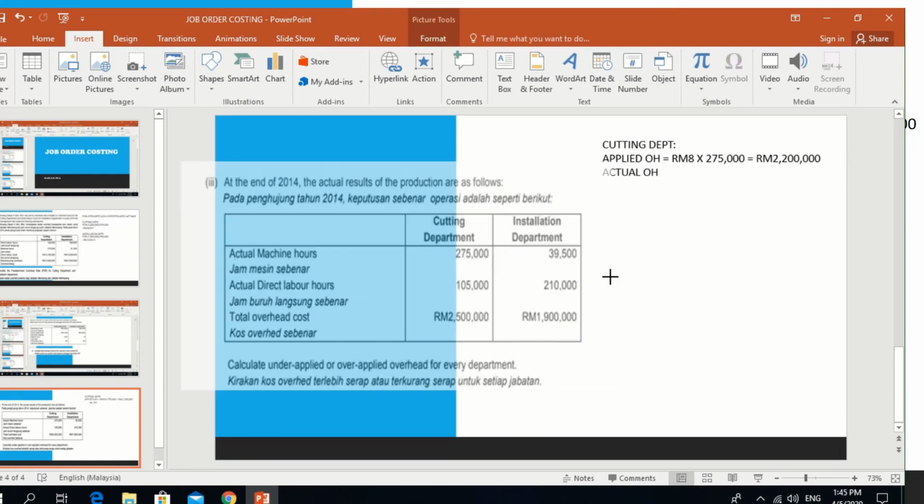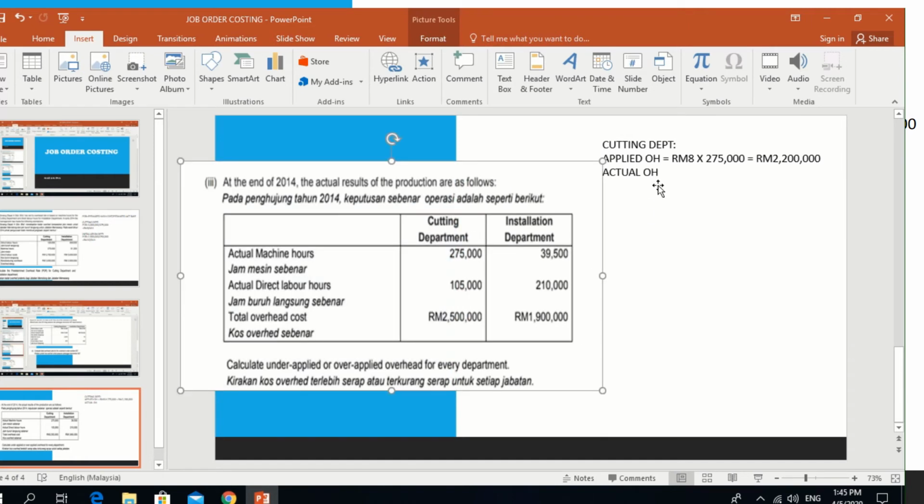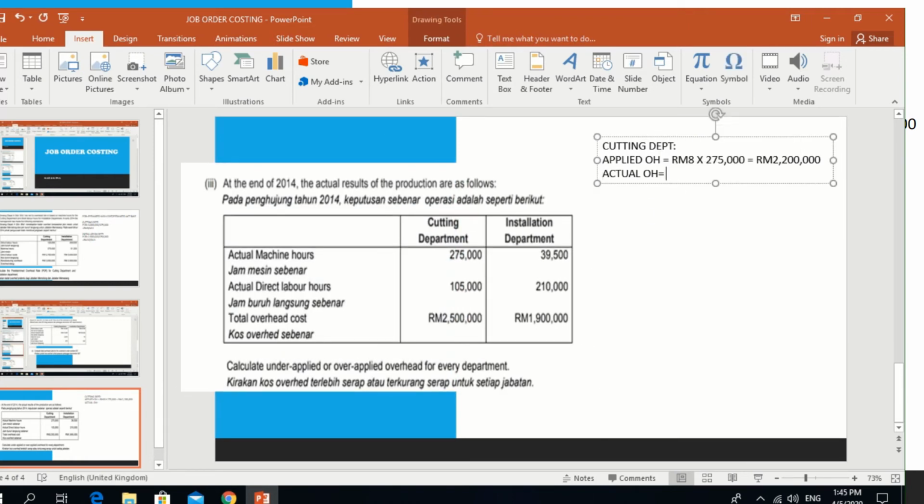So, actual overhead for cutting department is, okay, so dah ada di dalam soalan, iaitu 2,500,000. Okay, diberi di dalam soalan. 2,500,000 ringgit. Okay, so now we already have applied overhead and actual overhead amount for cutting department. So now we can find the under or over applied.